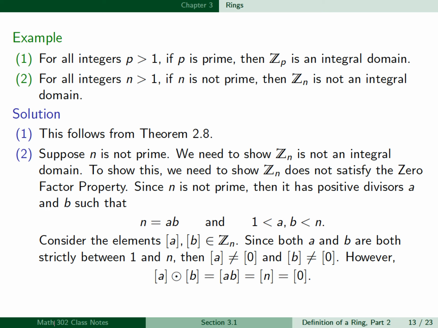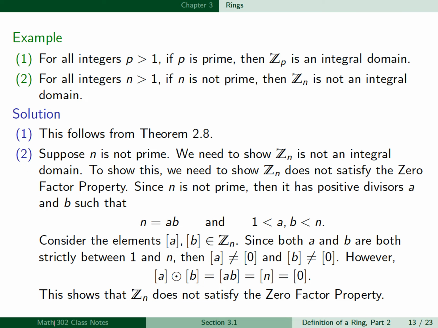However, their product, class of a circle dot class of b, will be equal to the class of ab, which is equal to the class of n, which is equal to the class of 0. And this shows that Z sub n does not satisfy the zero factor property, and so that means it's not an integral domain.